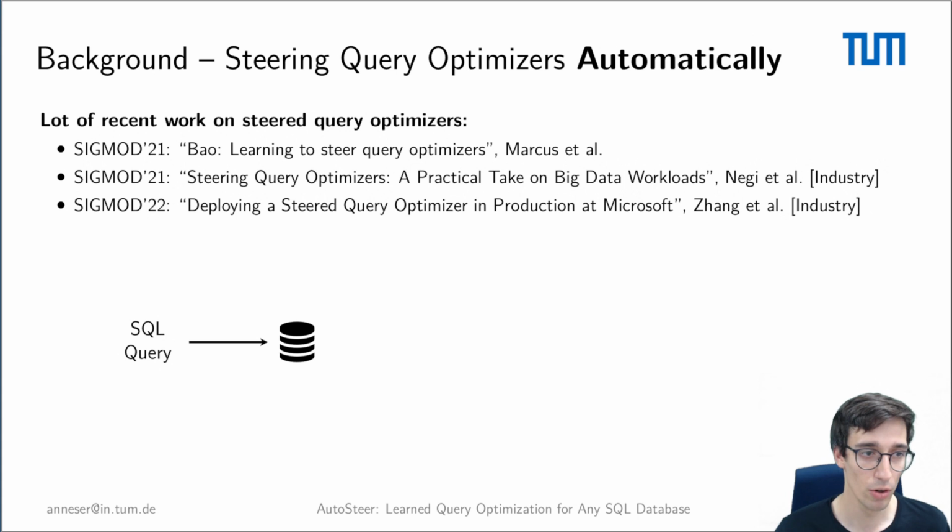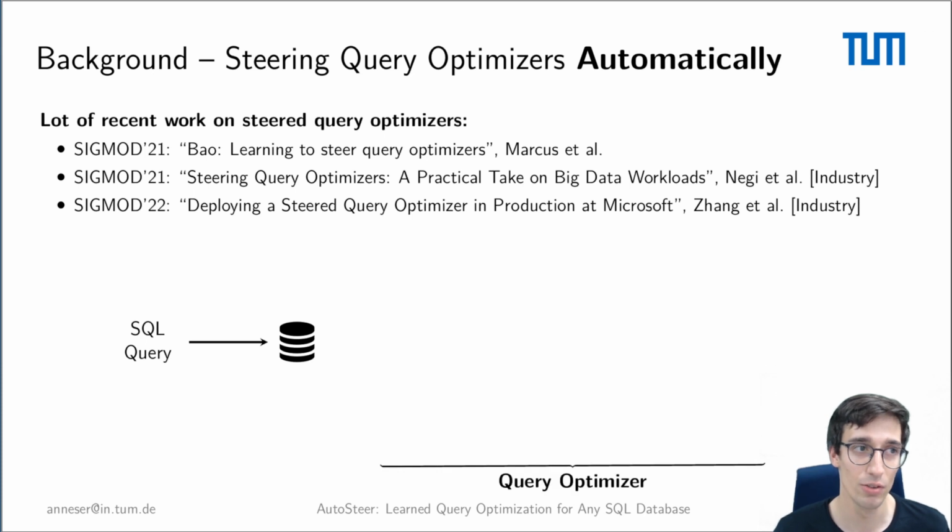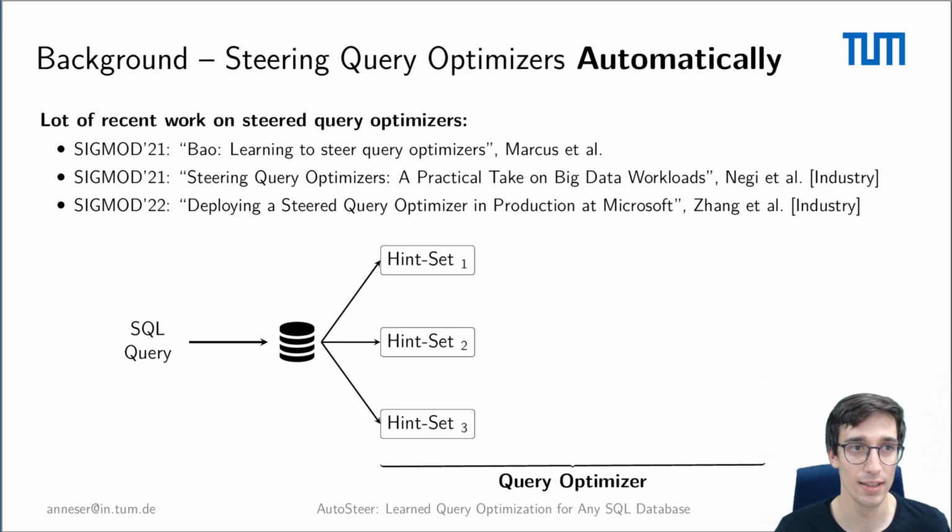However, there has been also a lot of recent work at database conferences on steering query optimizers automatically. For example, the Bandit optimizer at SIGMOD 2021 and 2 follow-up industry papers at SIGMOD as well. Their general idea is that instead of manually providing hint sets, they are directly integrated into the query optimizer. For example, BAO predefined 48 hint sets for the Postgres optimizer, and every hint set can be seen as a custom query optimizer that generates a query plan.